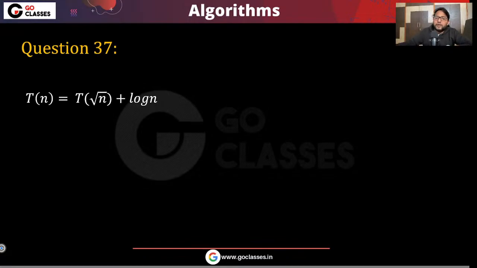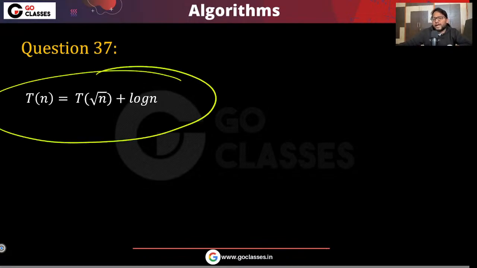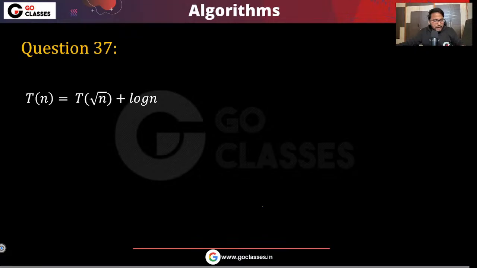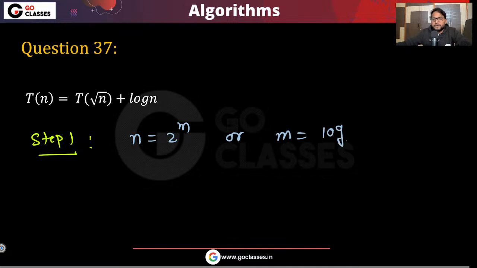Okay. Now let's solve this question using the change of variable method. Can you apply Master's theorem directly? No. And any other method will be a little ugly. So that's why we are applying the change of variable. What is step one? You take it as a sum form. So you apply n equal to 2 power m, or in other words, m equal to log n. Whatever you want to say, you can say.